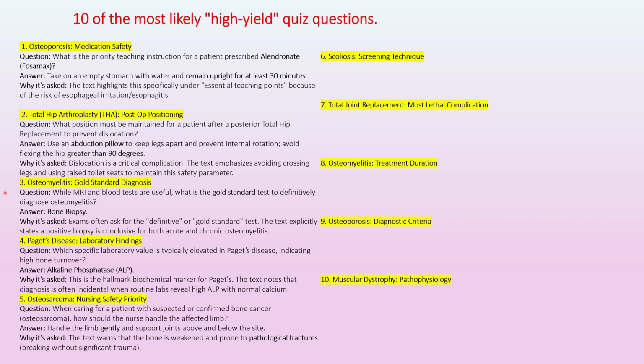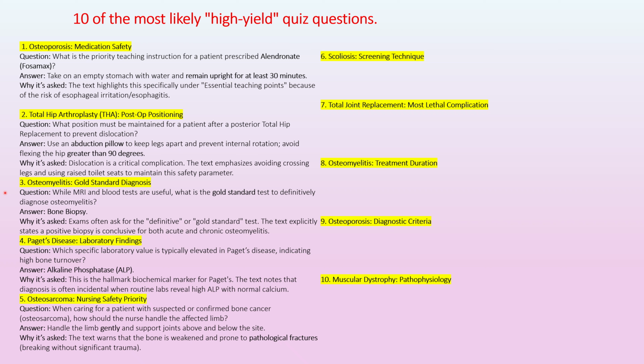Osteosarcoma, nursing safety priority question. When caring for a patient with suspected or confirmed bone cancer, osteosarcoma, how should the nurse handle the affected limb? Handle the limb gently and support the joint above and below the site. I just said this a few minutes ago. The text warns that the bone is weakened and prone to pathological fracture, breaking without significant trauma.